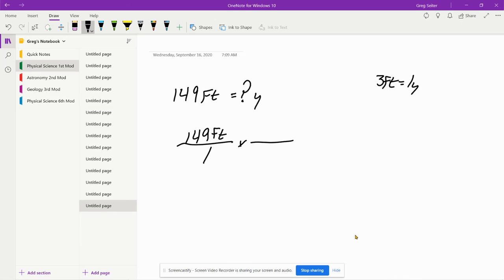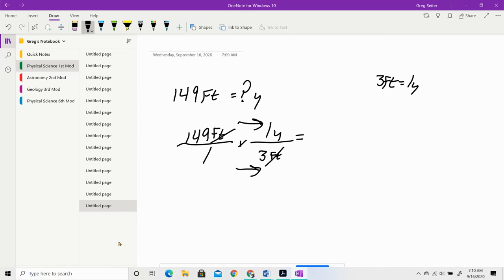And remember, we don't want yards down here. We want feet because we want them to cancel out. So 3 feet over 1 yard, cancel those units, and you should be able to know what to do from here. Okay, let's go to the next one.